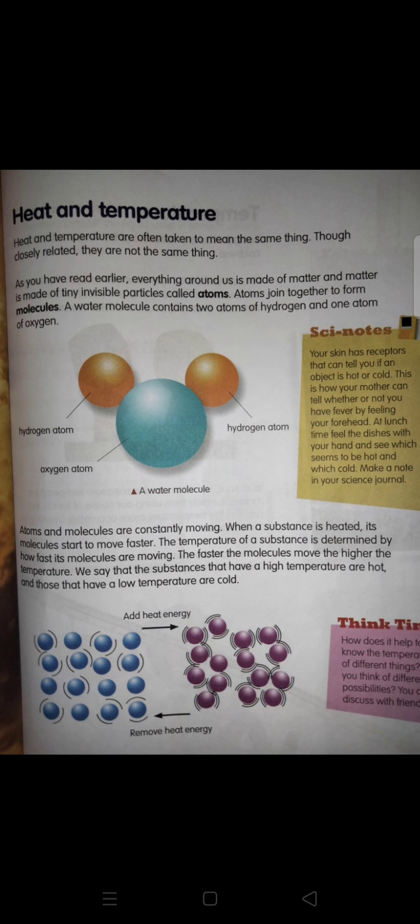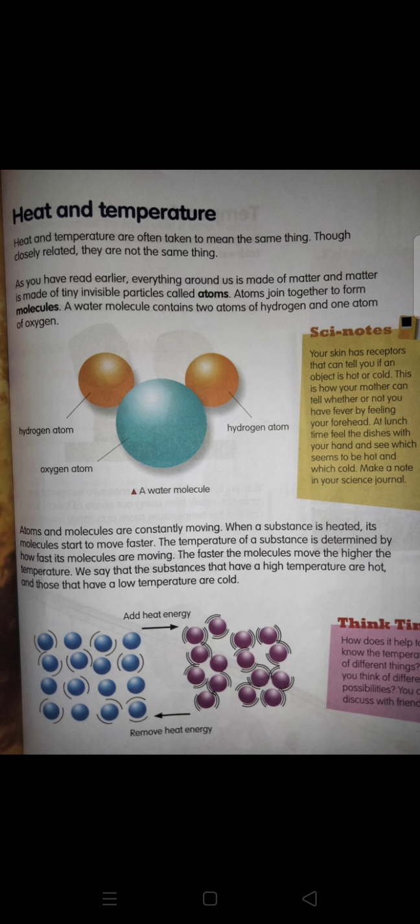Atoms and molecules are constantly moving. When a substance is heated, it starts to move faster. So the temperature of a substance is determined by how fast its molecules are moving. किसी substance का temperature हम ऐसे पता लगा सकते हैं कि उसके molecules कितने fast move कर रहे हैं. जितने ज़्यादा molecules fast move करेंगे, उसका temperature उतना ही ज़्यादा होगा. The faster the molecules are moving, the higher the temperature.